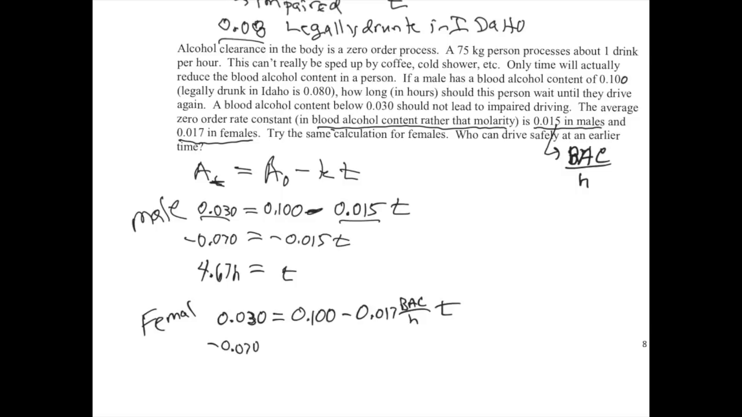0.070 is equal to minus 0.017 BAC per hour times time. And then I can solve for time. So in this case, about 4.2, I guess, and that is in hours. That is a smaller amount of time, but it's still significant, over 4 hours.